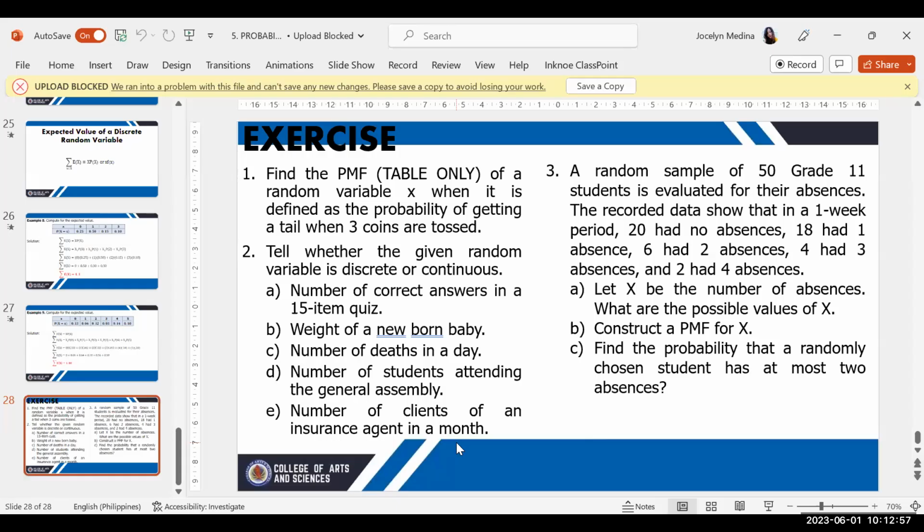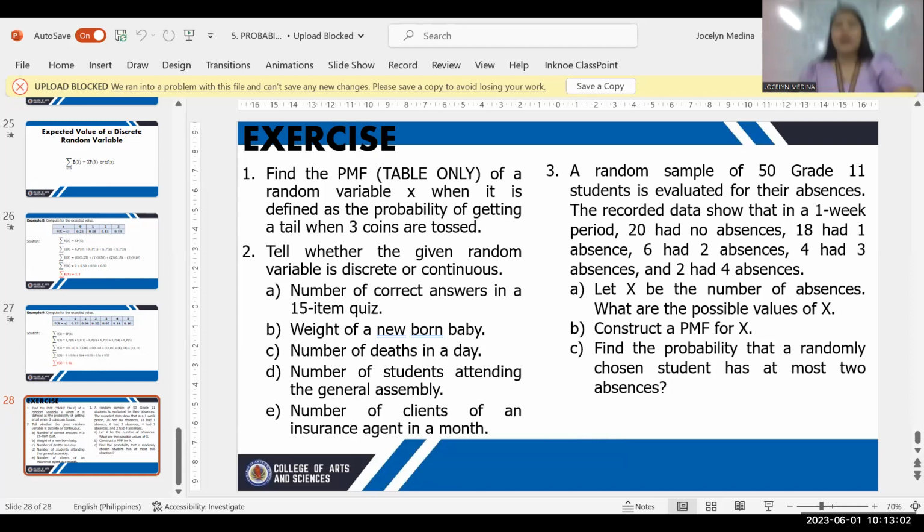So, again we had your topics. What was the first one again? Sample space. Pangalawa, we had your probability. Pangatlo, we had your random variable. And then the difference between discrete and continuous. Your PMF din, tapos na natin. And then your expected value. Okay?